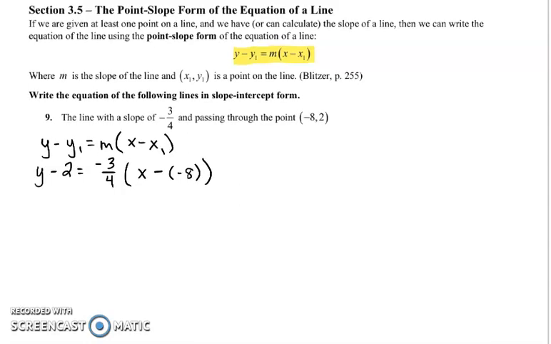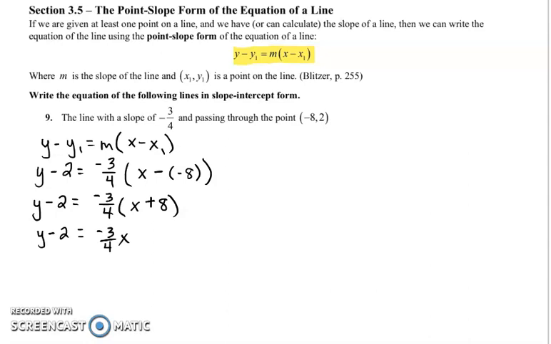So now let's do a little bit of arithmetic here. y minus 2 equals -3/4 times the quantity x. And remember, subtracting a negative is really the same thing as adding. So we have x plus 8 in the parentheses. Now we need to distribute that -3/4 through. So we have -3/4 times x plus a -3/4 times 8. And remember, the 8 is 8/1.